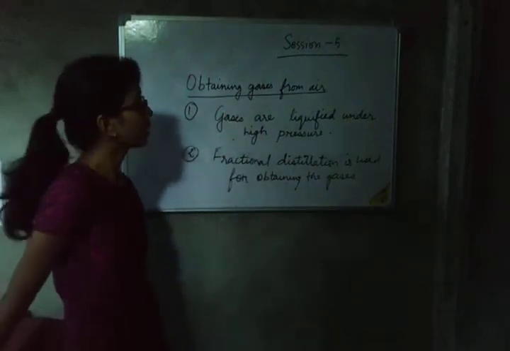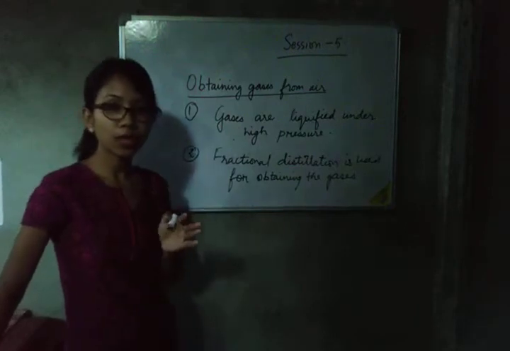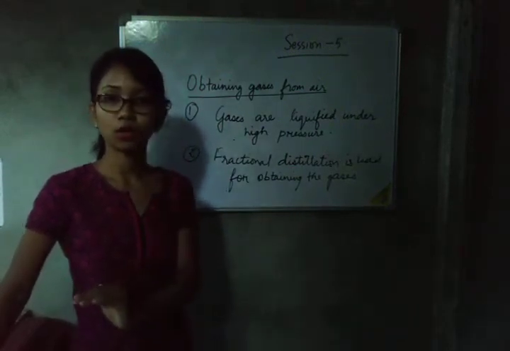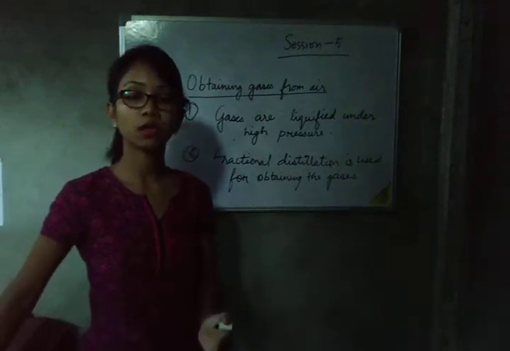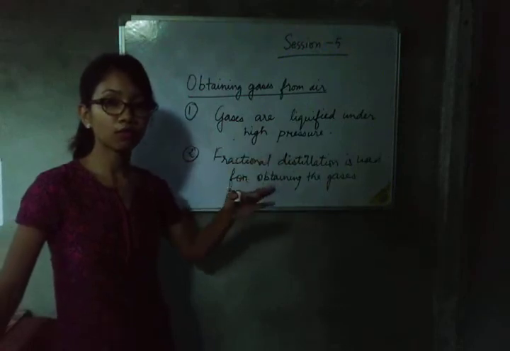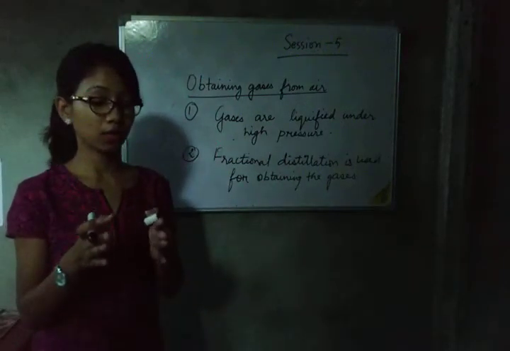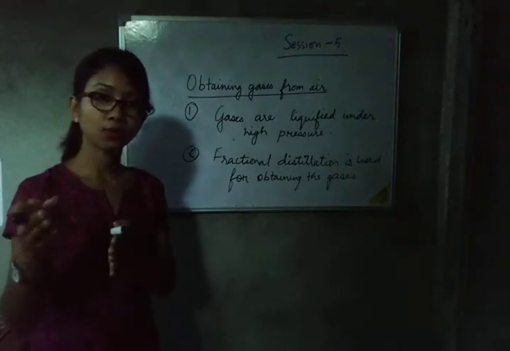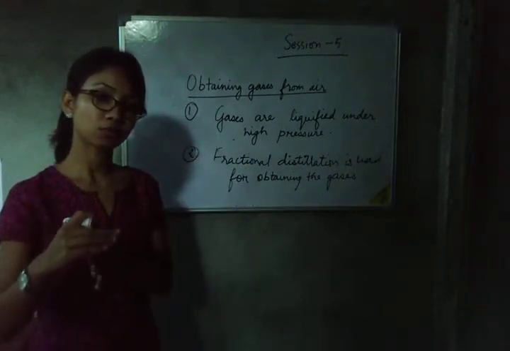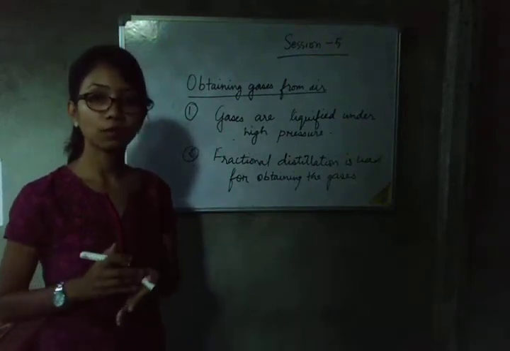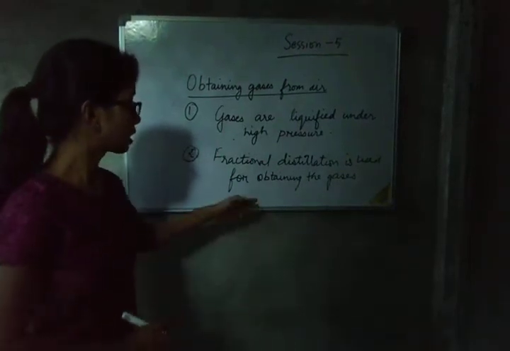obtaining gases from air. First, the gases are liquefied under high pressure. You can take the example of carbon dioxide. Carbon dioxide can be converted into liquid state. Oxygen can also be converted into liquid state by applying high pressure. Now, whenever they are liquefied or converted into liquid state, then what happens? So we can use the fractional distillation process, from where we can separate out, because of the difference in their boiling point, we can separate out the gases. Okay.